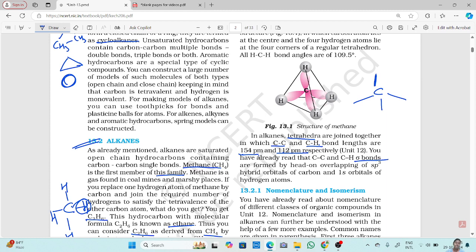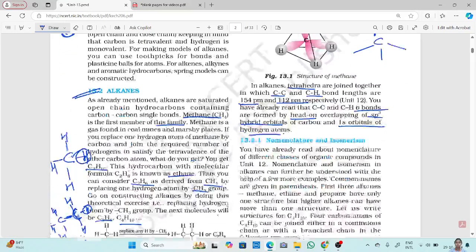Why sigma bonds? They are single bonds. So they are sigma bonds and are formed by head-on overlapping of sp3 hybrid orbitals of carbon and 1s orbitals of hydrogen atoms. Now this we have learned in our previous chapter, that is chemical bonding. There we have seen that carbon-carbon and carbon-hydrogen form a sigma bond, and alkanes basically show sp3 hybrid orbitals and they have a head-on overlapping between carbon and the 1s orbital of hydrogen atoms.